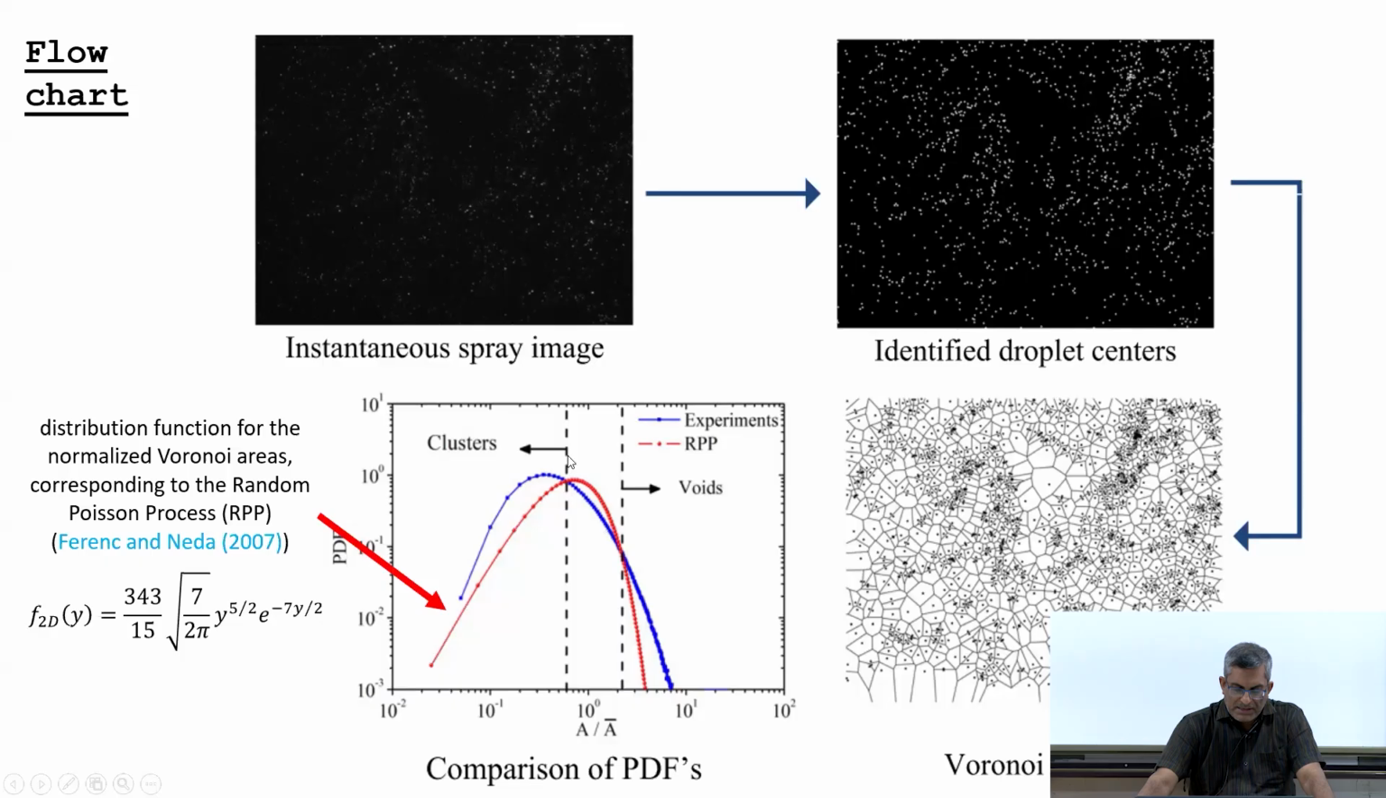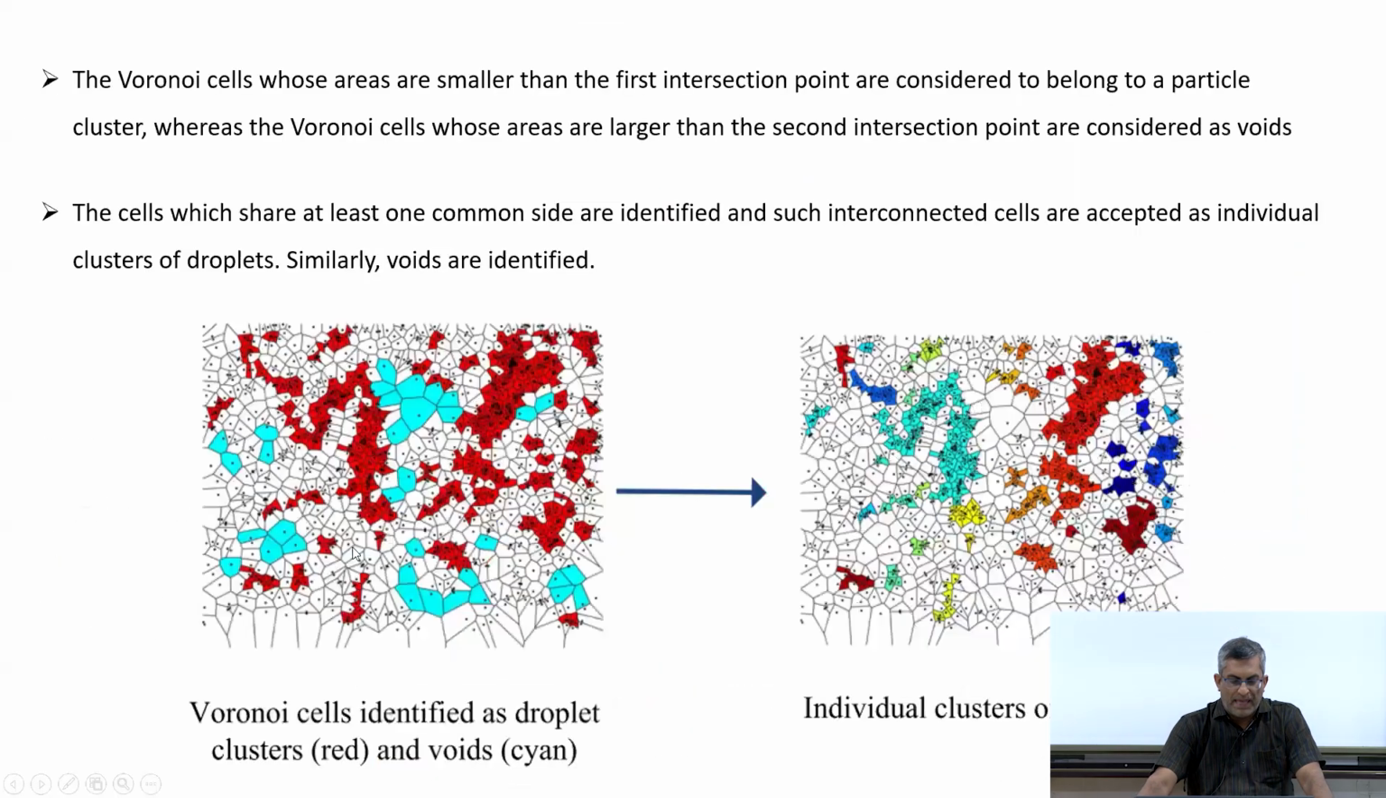The first intersection point gives us clusters: you consider all areas below that as your clusters. And you consider all areas above the second intersection point as voids. So, as you can see here, the red color shows the cells which you have identified as clusters, and the cyan color shows all the cells which you identify as voids.